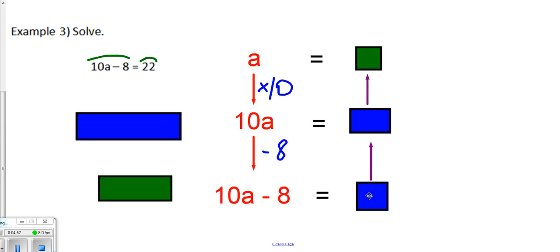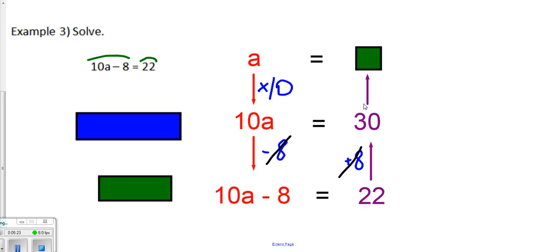Now, this expression is set equal to 22. That's what we said right here. So to work backwards from 22 to get it to equal a, we just do the opposite of what we did here. So instead of minus 8, we would have to add 8. Because again, that would basically just cancel these two out. When we add 8 to 22, it becomes 30. So 10a equals 30.